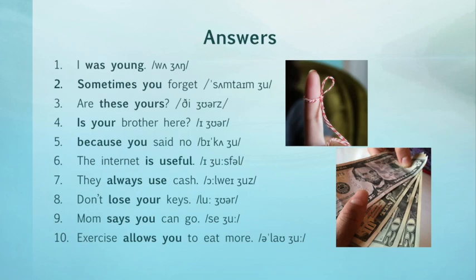Number six, the internet is useful. The internet is useful. Number seven, they always use cash. They always use cash. Number eight, don't lose your keys. Don't lose your keys. Number nine, mom says you can go. Mom says you can go. Number 10, exercise allows you to eat more. Exercise allows you to eat more.